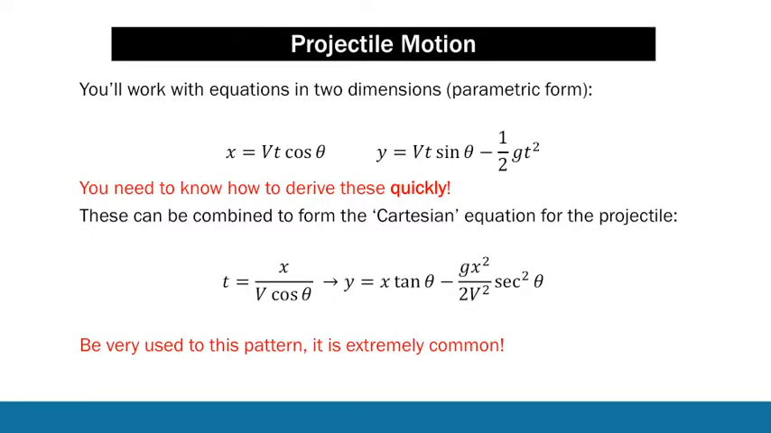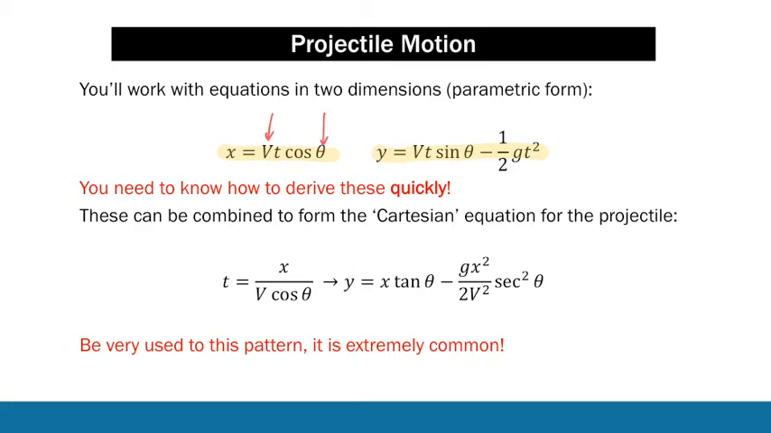So, in projectile motion, you guys will be working with equations in two dimensions. We call this the parametric form of a projectile's motion. Basically, it allows us to express the motion of a projectile as a position in terms of a time in both the horizontal and vertical directions. What these equations mean is that at any point, you can get an x position based on t, a time value, and the same for y. All you need is the time value itself, as well as an initial velocity and an initial launch angle. That is the v and the theta.